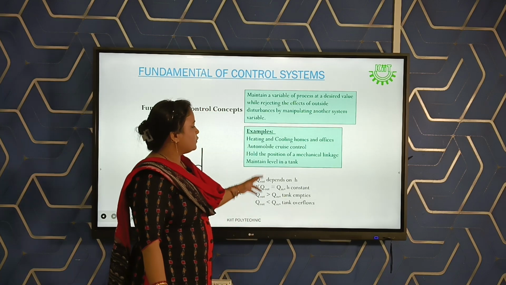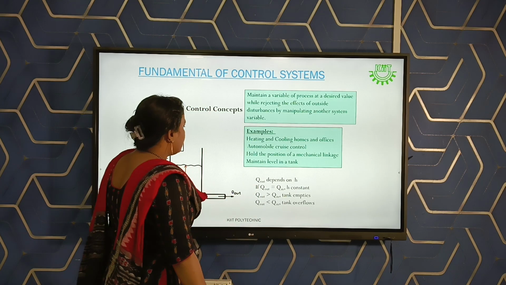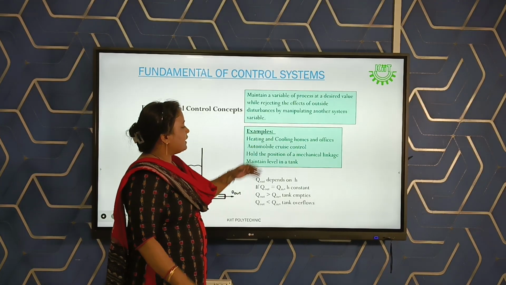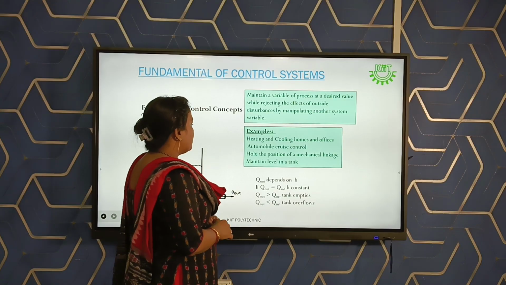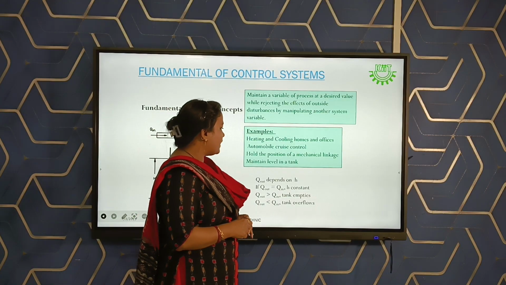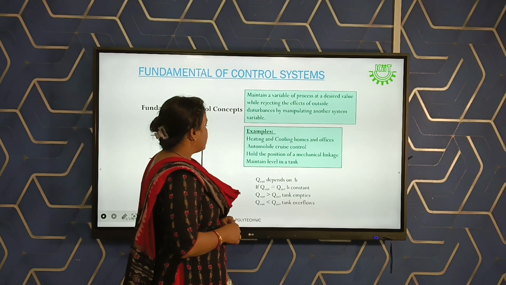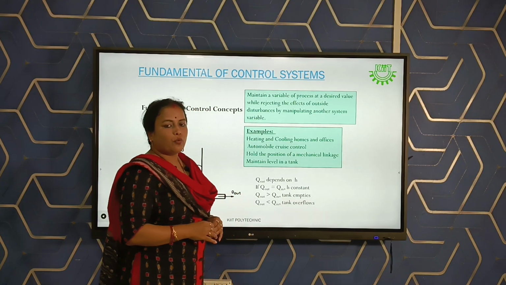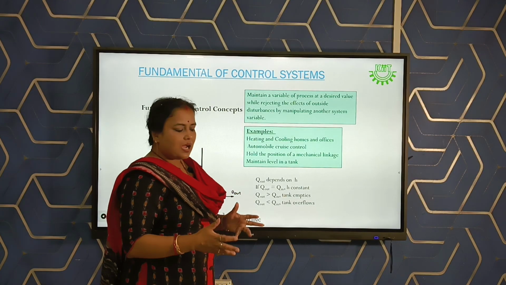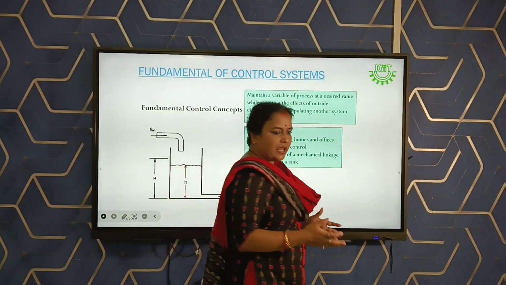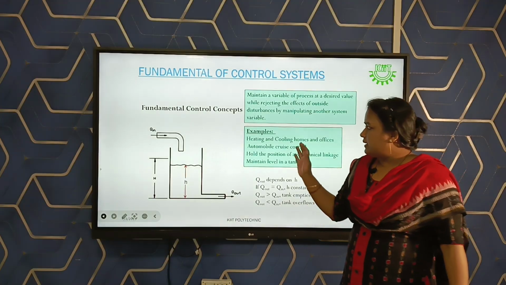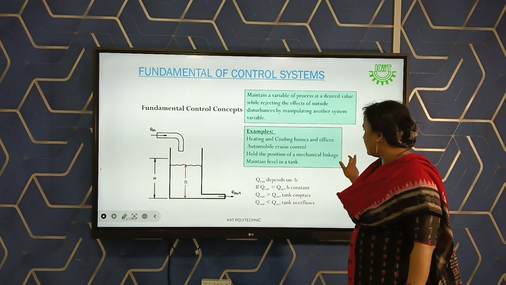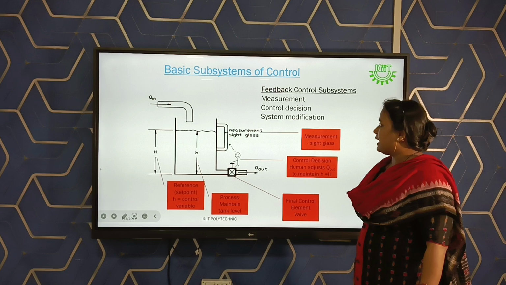There are so many examples we can take for our control systems, like heating and cooling of homes and offices. Another is automatic cruise control, holding the position of a mechanical linkage, and maintaining the level of a water tank. Nowadays we are dealing with so many, like our ACs, toasters, normal irons. These are examples of control systems. Let's move to the next slide.